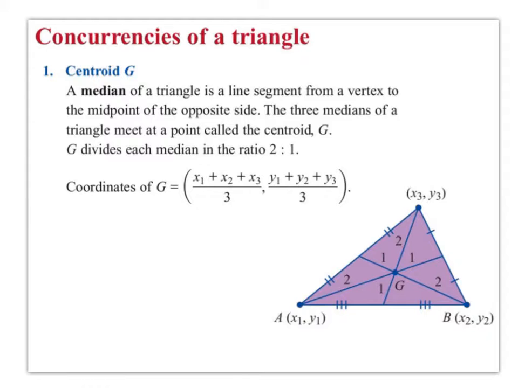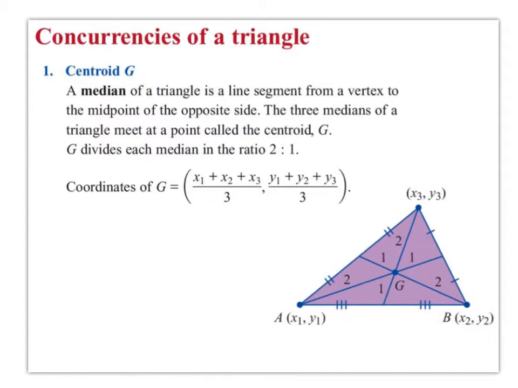We can see it on all sides. So on the next side, we can see that this is the midpoint of that line, and it's joined to the opposite vertex or corner. And then on the other side of the triangle, we can see that this is the midpoint, and that is joined to the opposite vertex or corner. So a median of a triangle is a line segment from a vertex or corner to the midpoint of the opposite side. The three medians of a triangle meet at a point called a centroid G.